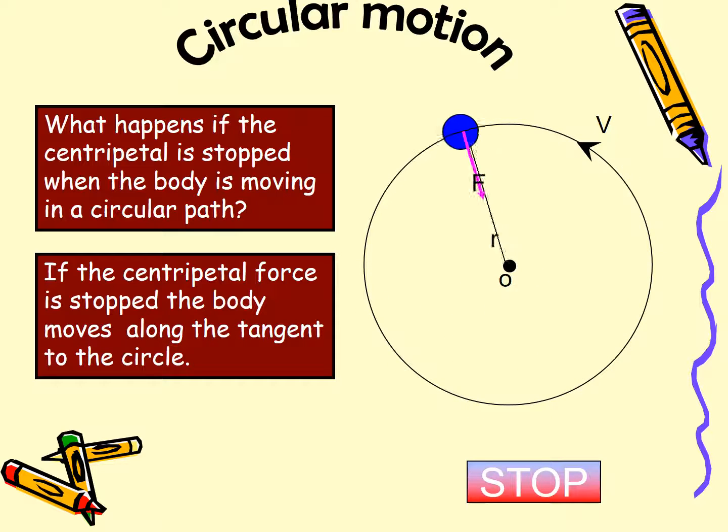What happens if centripetal force is stopped? The body is moving in a circular path. If the centripetal force is stopped, the body moves along the tangent to the circle. It starts performing linear motion along the tangent.